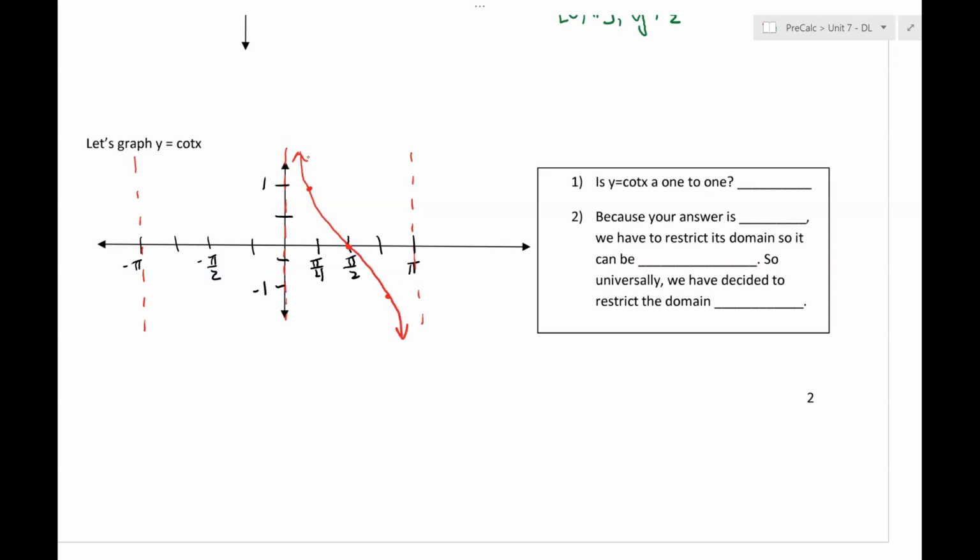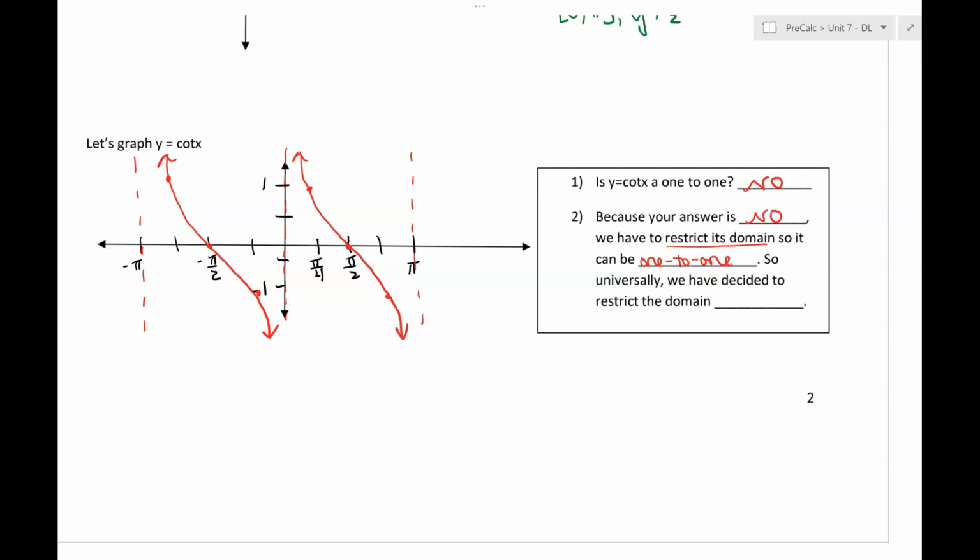Okay, a different approach for sure than the other two. We didn't sketch its reciprocal, but we did think about their points and what would happen when we take the reciprocal of them. Okay, so is cotangent 1 to 1? Of course not. So since we're answering no, we have to restrict the domain so that it can be 1 to 1. Otherwise, its inverse will not be a function.